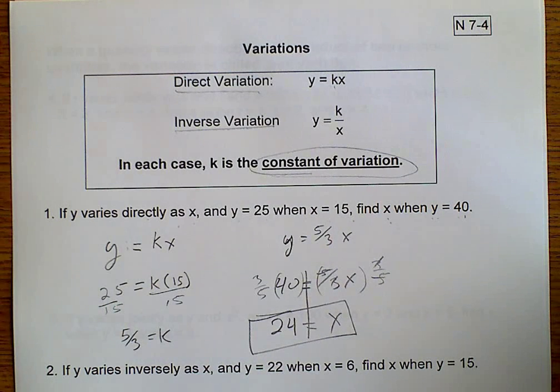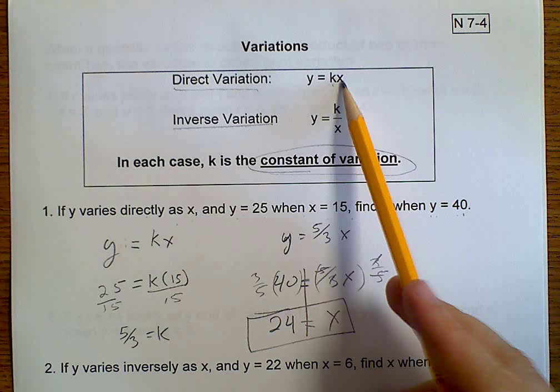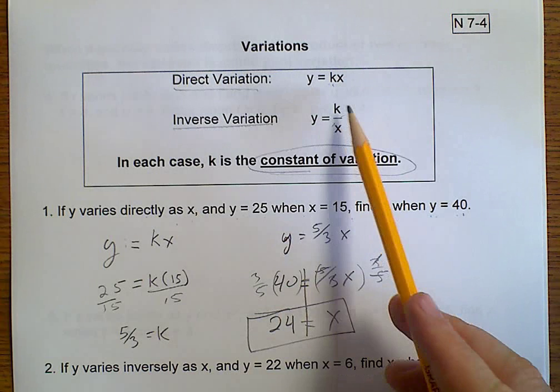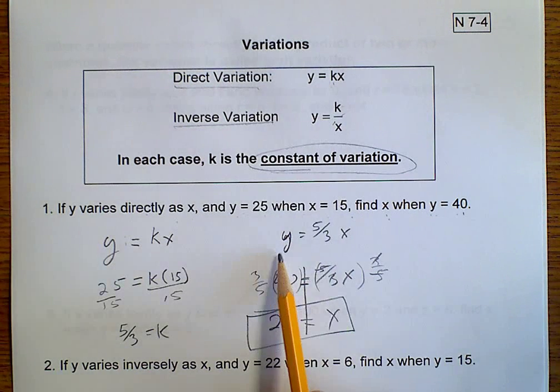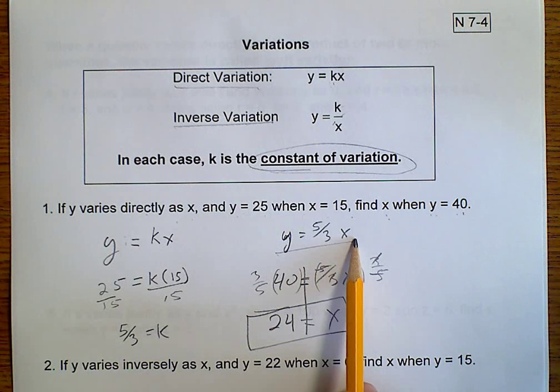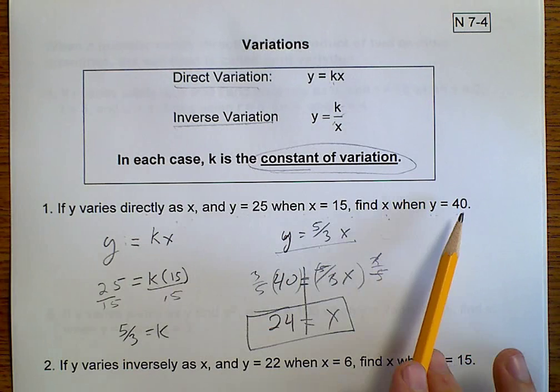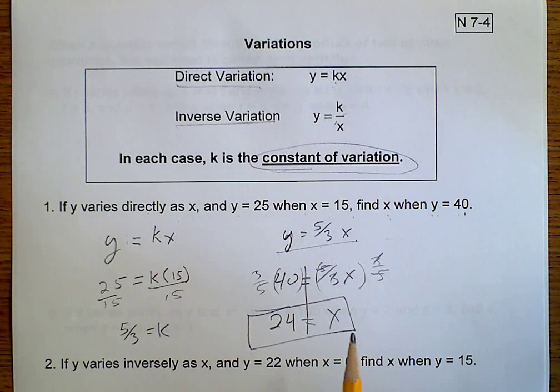So the first thing is we need to figure out which formula we're using, solve it to find k, rewrite that formula, and use that formula to find the second number. Let's move on to number 2.